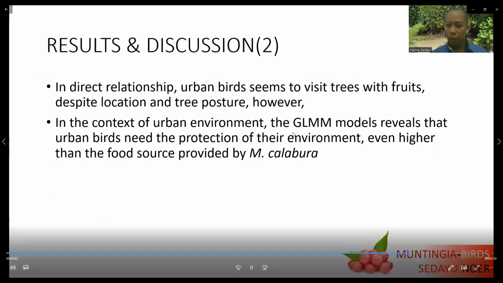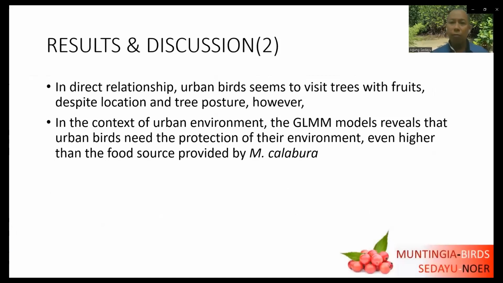So, it is an indirect relationship compared to the Spearman correlation. Urban birds seem to visit trees with fruits despite location and tree posture. However, in the context of the urban environment, the GLMM models reveal that urban birds need protection from their environment even more than the food source provided by Muntingia calabura.